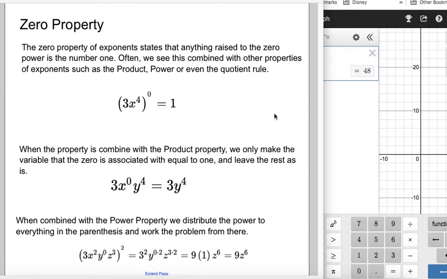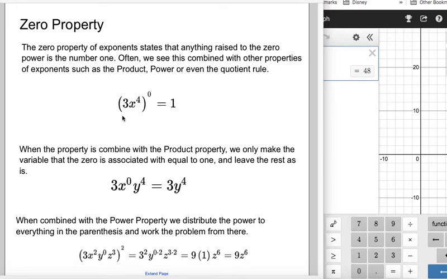Today we're going to talk about the zero property for exponents. The zero property of exponents states that anything raised to the zero power is the number 1. Often we see this combined with other properties of exponents, such as the product or the power or even the quotient rule. Here is an example.